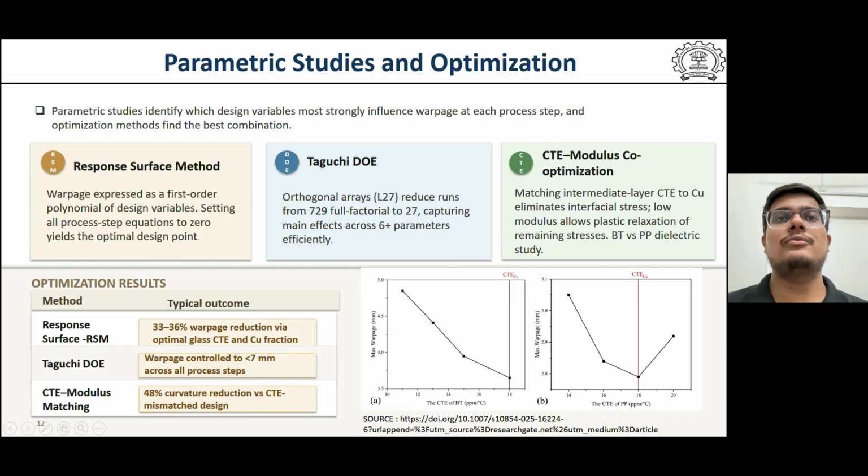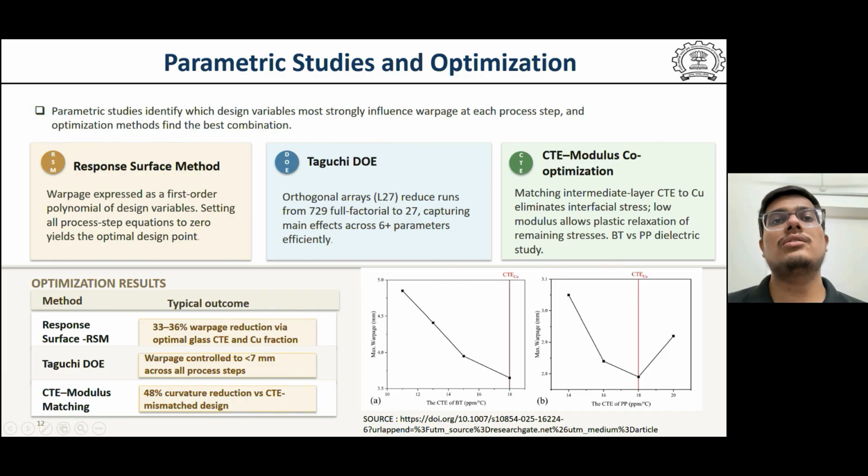This slide explains how we reduce the warpage using parametric studies and optimization. The goal is to identify the most influential design variables and to find their optimal combinations. First is the response surface method, which is RSM. Here, the warpage is expressed as a function of variables like CTE, modulus, and thickness using a polynomial model. By taking its derivatives, we can directly find the optimal point. This makes it computationally efficient when full simulations are very costly. The next is Taguchi design of experiments.